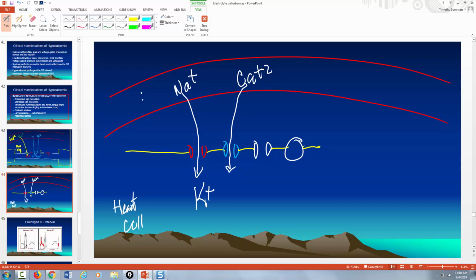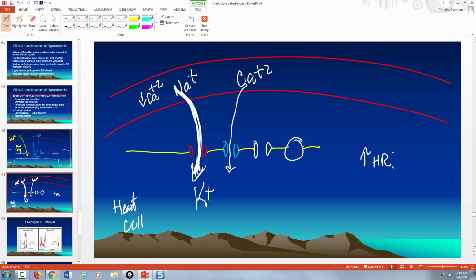So what does low levels of calcium in the blood do to sodium channels? Well, it makes them more leaky. So that means more sodium will rush in. So one of the things you will see is an increase in heart rate.